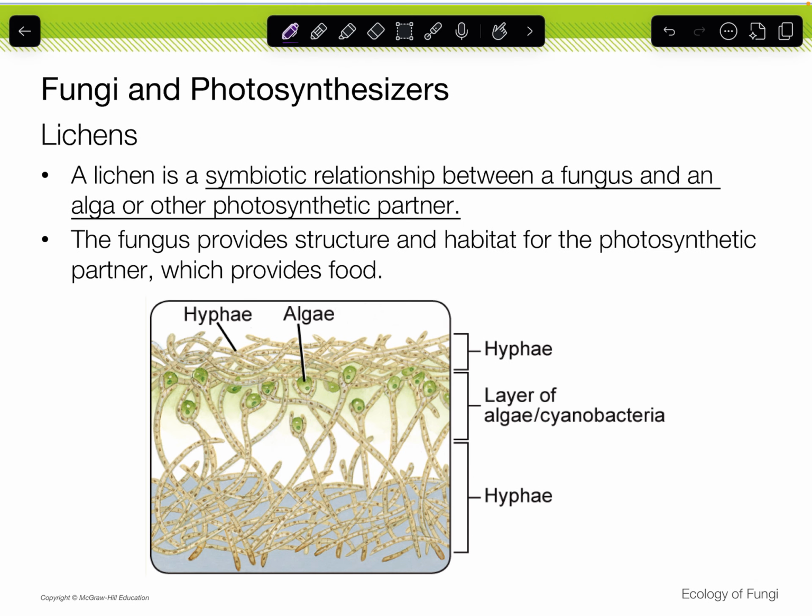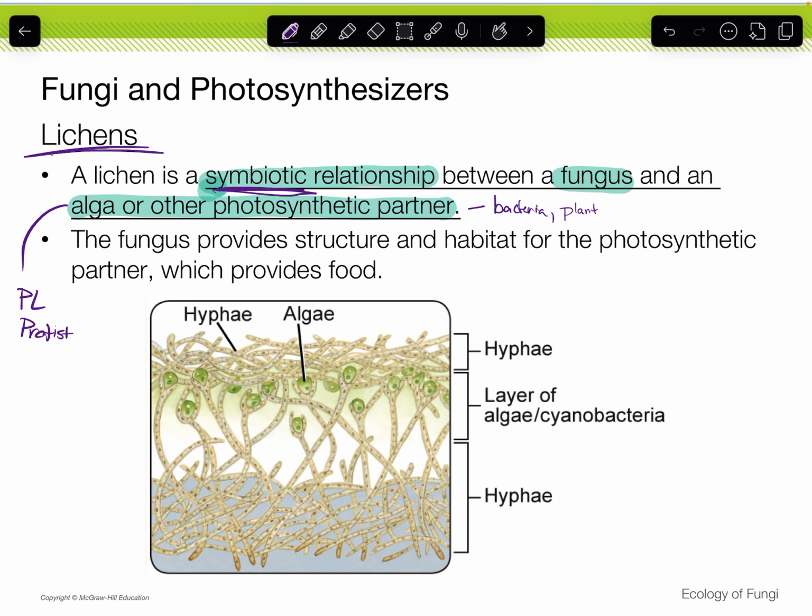Now, we do have some more specific things that we can talk about in specific types of fungi. Lichens are the first one. So a lichen is essentially a fungus that is in a symbiotic relationship with an alga or other photosynthetic partner. Remember, alga is a plant-like protist. Or other photosynthetic partner, that could be bacteria or even plants.